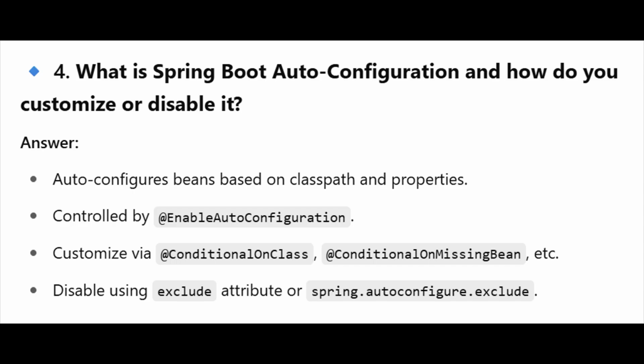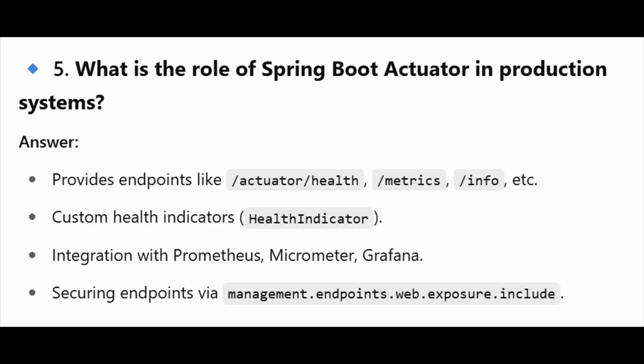4. What is Spring Boot auto-configuration and how do you customize or disable it? Answer. Auto-configures beans based on classpath and properties. Controlled by @EnableAutoConfiguration. Customize via @ConditionalOnClass, @ConditionalOnMissingBean, etc. Disable using the exclude attribute or spring.autoconfigure.exclude.